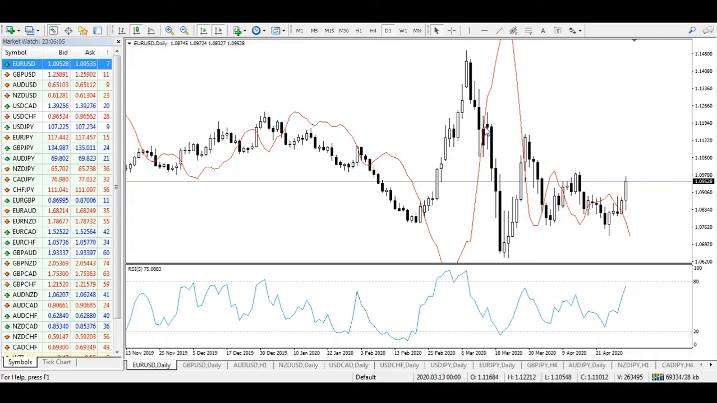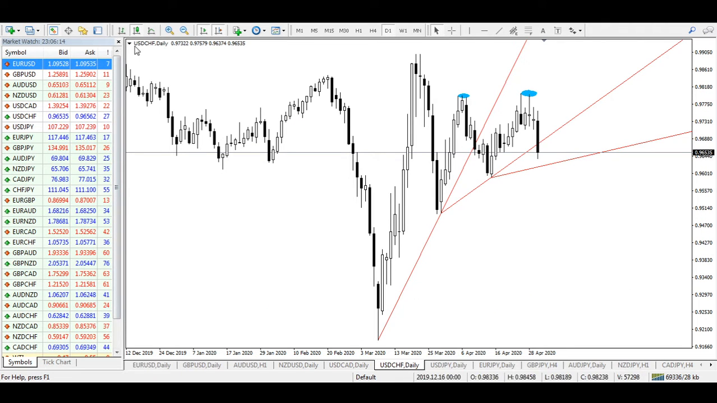So I have considered Swiss franc to trade today, to buy Swiss franc. Swiss franc is not overbought, not oversold. Let's look at the USD CHF. So I am going to buy Swiss franc again. Already I'm in the sell position of USD CHF. It means already I have bought Swiss franc, but again I'm going to buy Swiss franc.